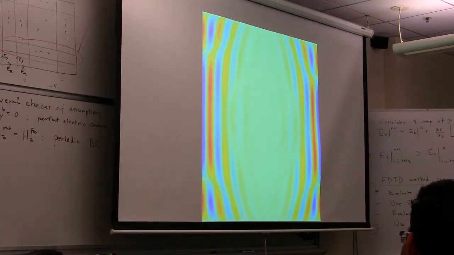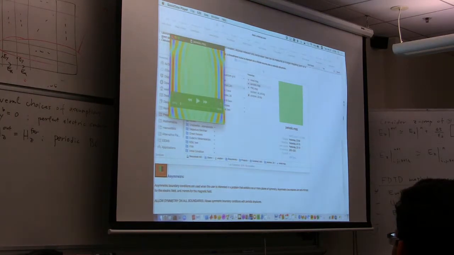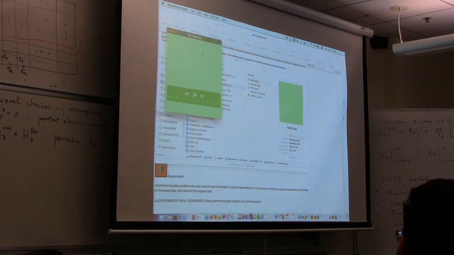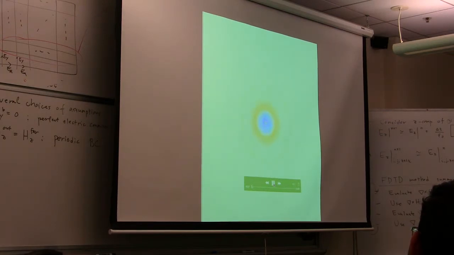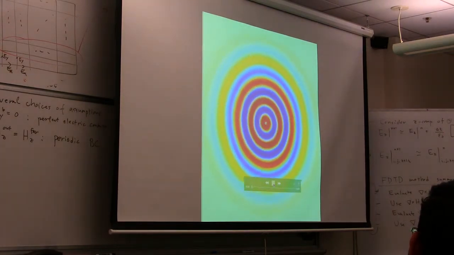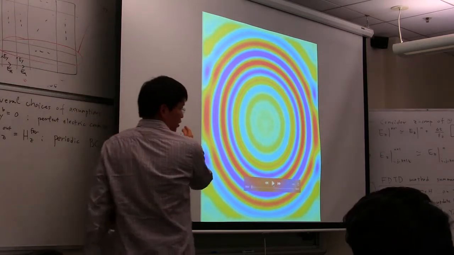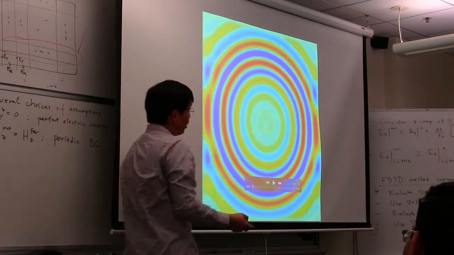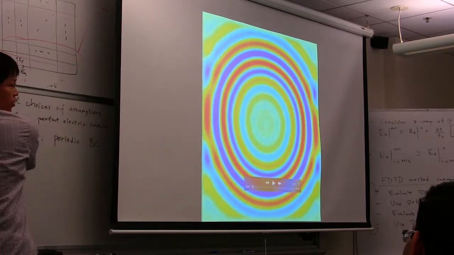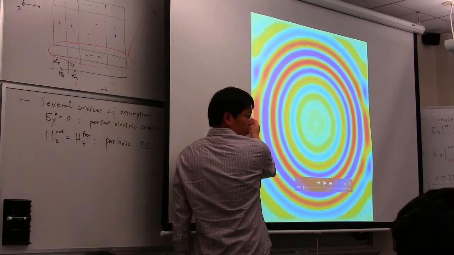But if you go back to the previous movie, this is PEC boundary condition. We have an empty node at the boundary because, by the way, this is the E field. I'm drawing the E field. So at the boundary, the PEC boundary condition assumes that the E field is 0. So we have a node at the boundary.